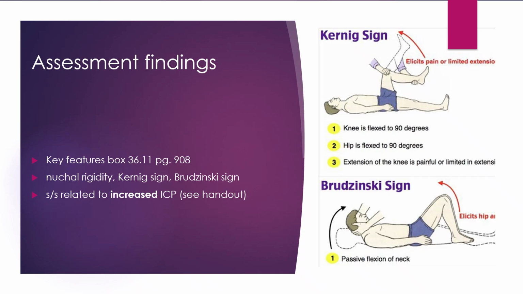Assessment findings. You'll find some key features in box 36.11 on page 908 in your book. This includes decreased level of consciousness, disorientation, pupil reaction and eye movement such as photophobia and nystagmus, motor responses such as hemiparesis, hemiplegia, and decreased muscle tone. The decreased muscle tone is usually found later in the disease process. And then you'll have some cranial nerve dysfunction.